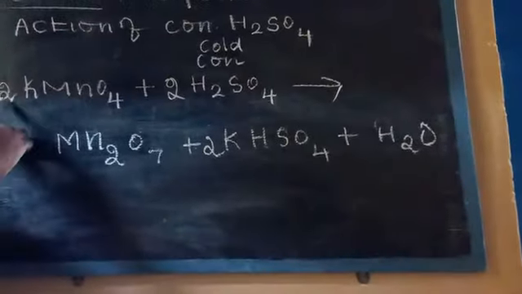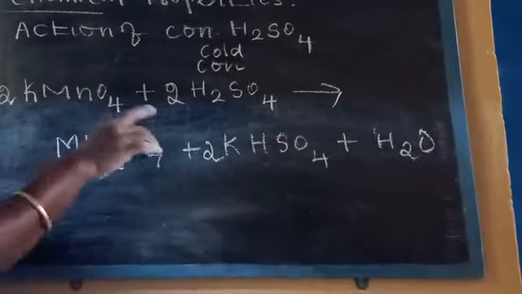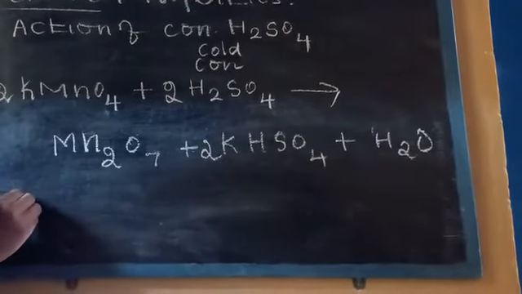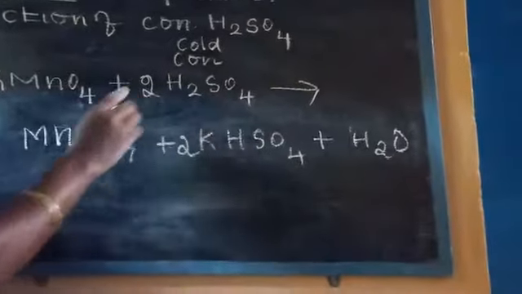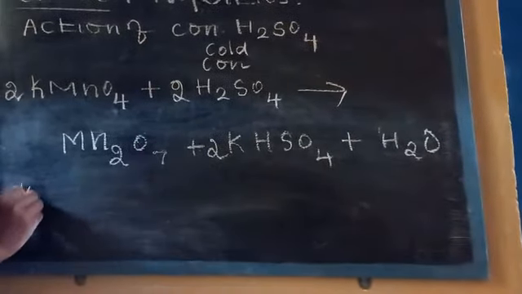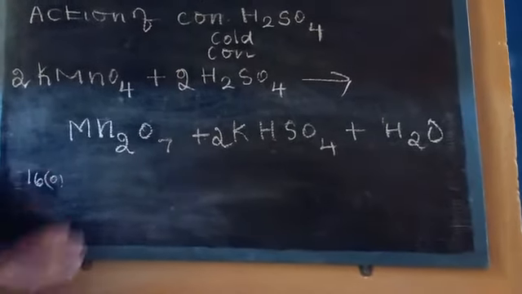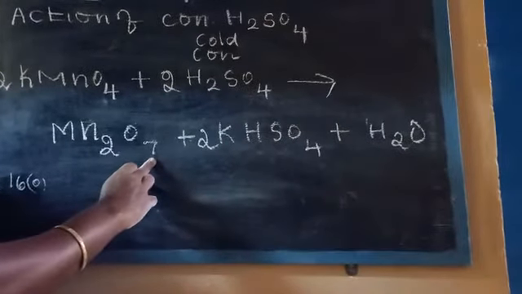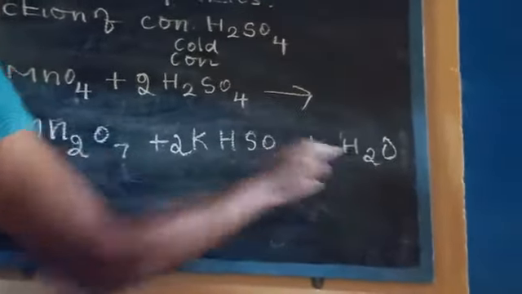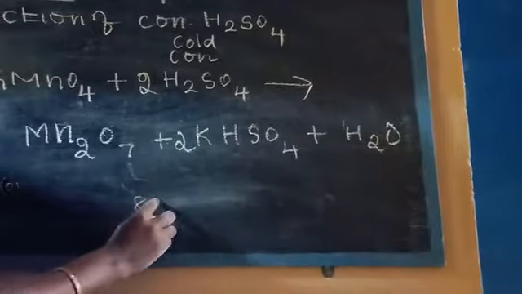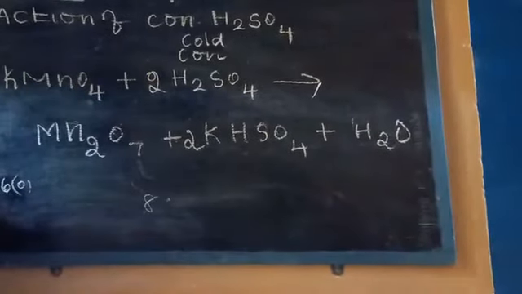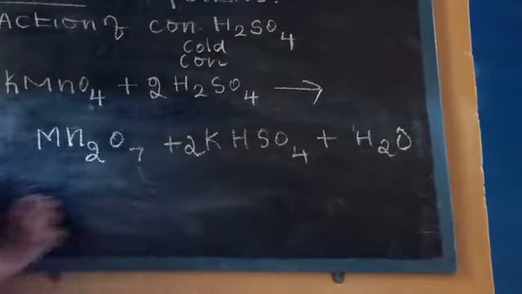First check the oxygen. 4 2s are 8, here 4 2s are 8, so totally 16 oxygen in the reactant. In the product, 7 plus 1 is 8, next 4 2s are 8, so 8 plus 8 is 16. It is balanced, children.